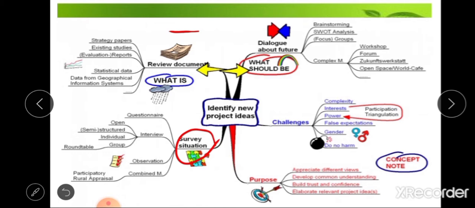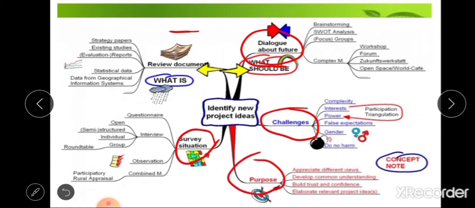The next method is dialogue about the future, in which there are different methods such as brainstorming, SWOT analysis, workshop, forum, etc. Then project ideas can also be identified through different challenges, like interest of entrepreneurs, power of entrepreneurs, etc. And the last one is purpose. That means according to purpose, the entrepreneur can identify his project ideas. So these are the different sources of identification of project ideas.